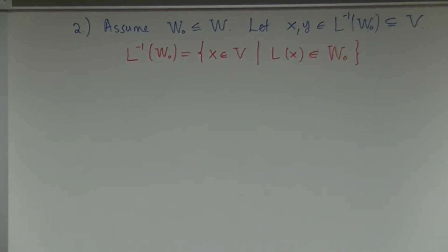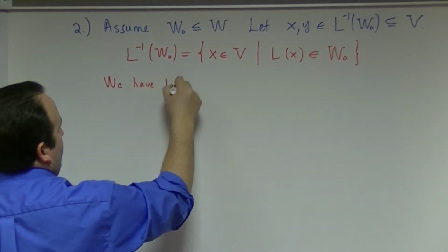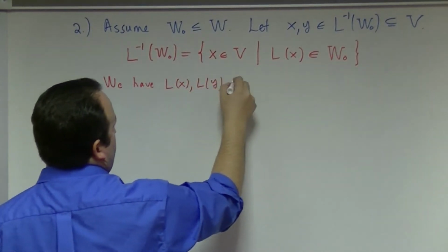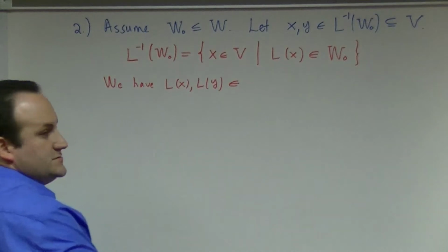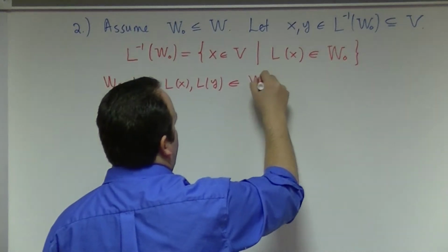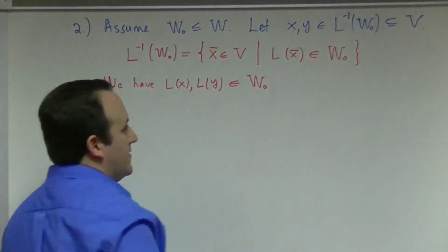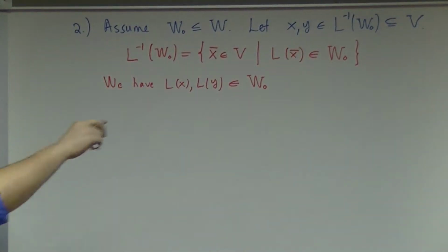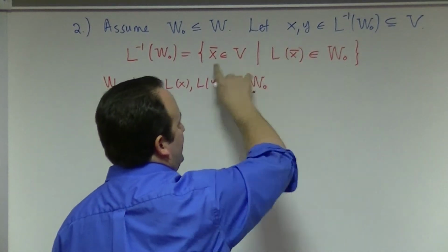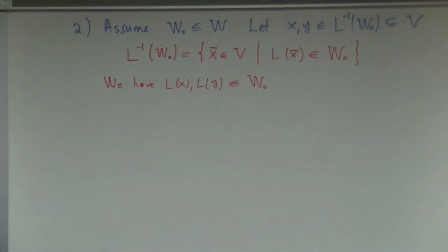Okay, so we know L of x and L of y are elements of W naught, right? If my use of x here is confusing, put a bar on it. Because this x and y up here were specific ones. I really shouldn't use x again here in a generic sense, sorry. So I picked 2 points. I'm trying to show that the linear combination of those is again in the inverse image, because then by the subspace theorem, that will show it's a subspace.